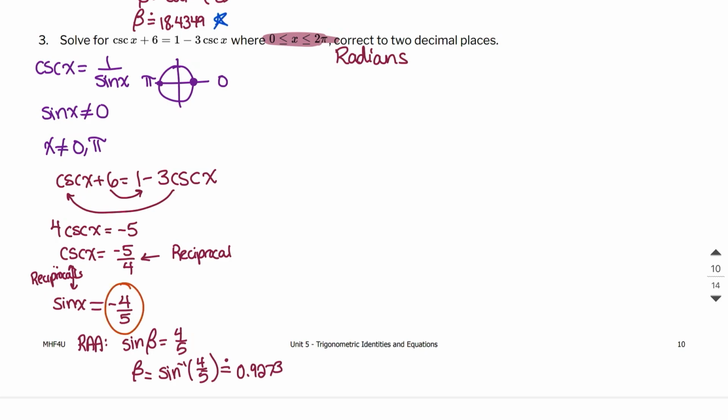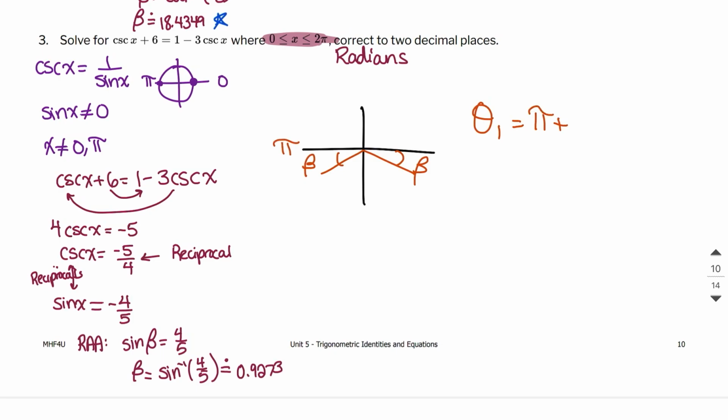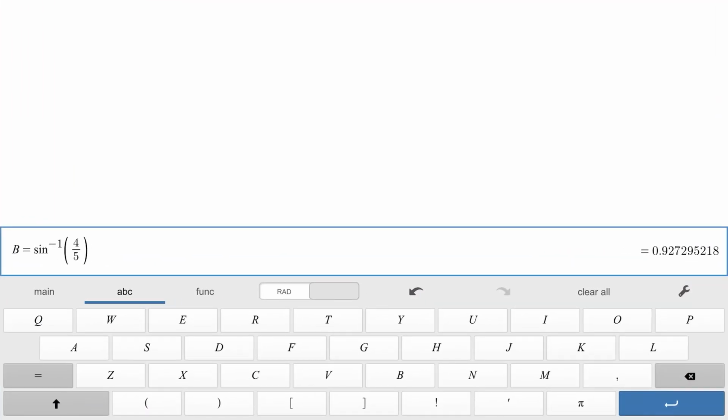But the problem is, again, sine is negative. So we have to use this to help us determine what quadrants we're looking at. And since sine is negative always in quadrants 3 and 4, this right here would be our beta, and this right here would also be our beta. So our first answer for theta would be pi plus that extra beta, or pi plus 0.9273, or pi plus this exact answer right here.